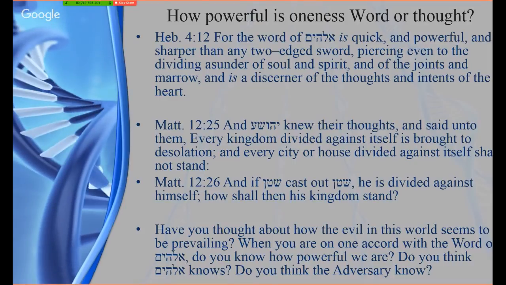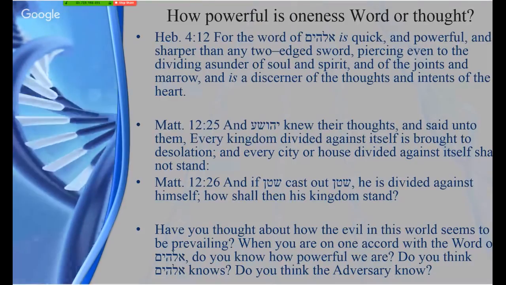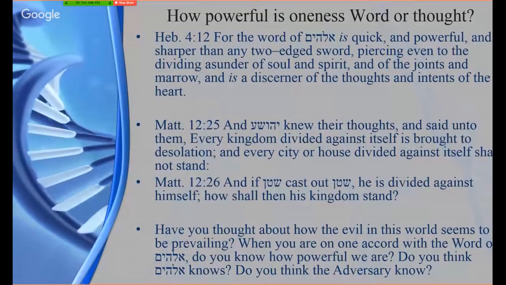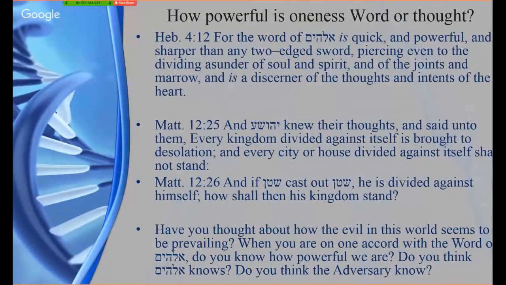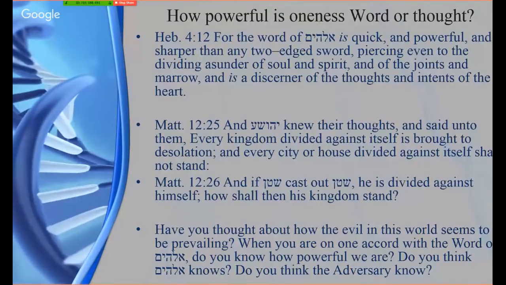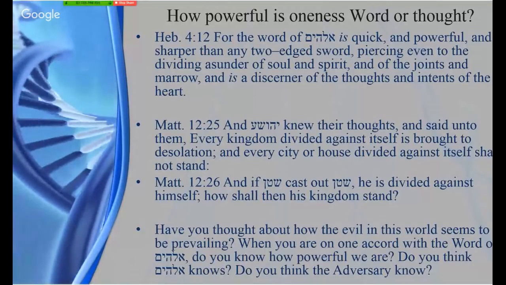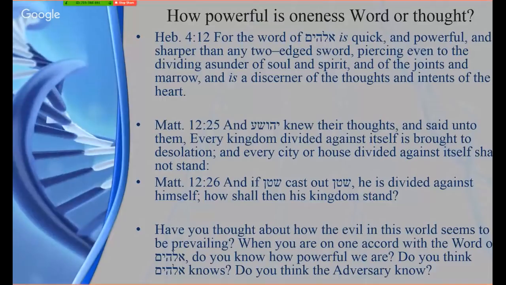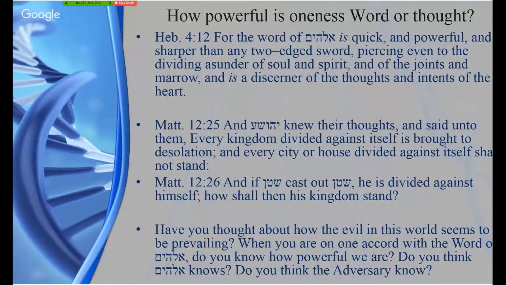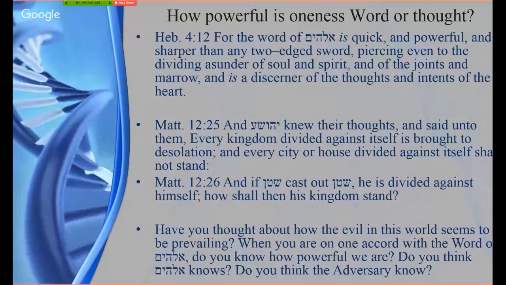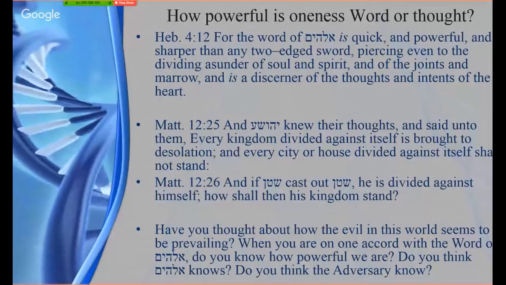When you are on one accord with the word of Elohim, do you know how powerful we are? I want us to think about that. Do you think Elohim knows? Do you think the adversary knows? Right? So if you think about the adversary, if they're on one accord, notice how strong they're getting because they all are on one accord, right?